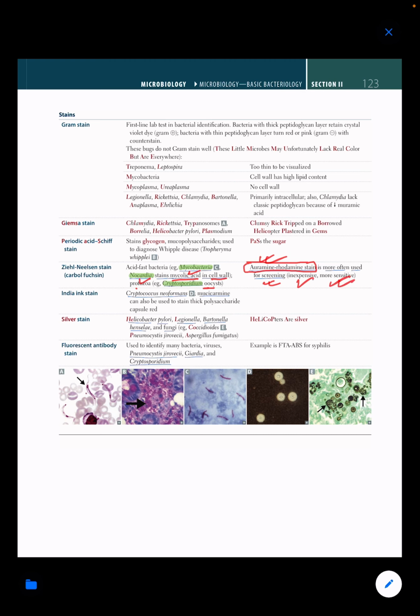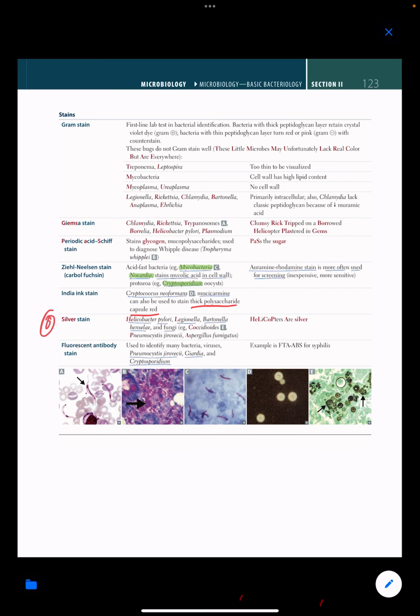All right. So the fifth one is India ink stain. This stain mostly stains the background, and the organisms will be visible against the dark black background because of this ink. The example for this is Cryptococcus neoformans. Mucicarmine can also be used to stain the thick polysaccharide capsule red.